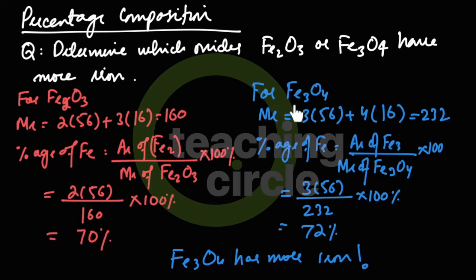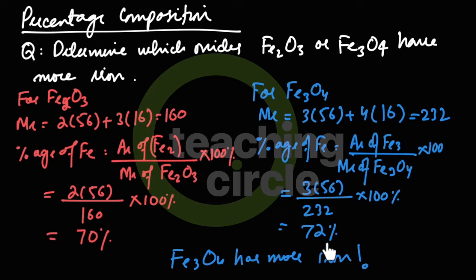For Fe3O4, we calculate the MR, which is, we've got 3 iron atoms, so 3 into 56, 4 oxygen atoms, 4 into 16 is equal to 232. The percentage of iron would be then 3 into 56, which is 3 atoms of iron, and then over the molecular mass, which is 232, multiplied by 100, and you get 72%.